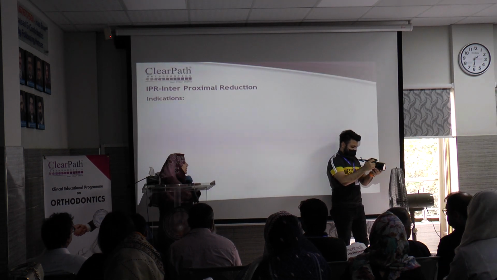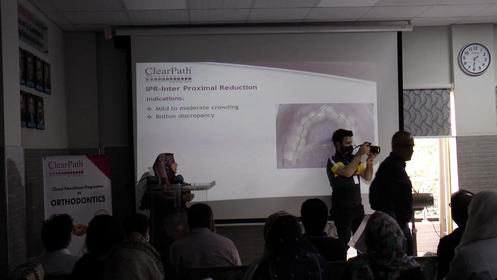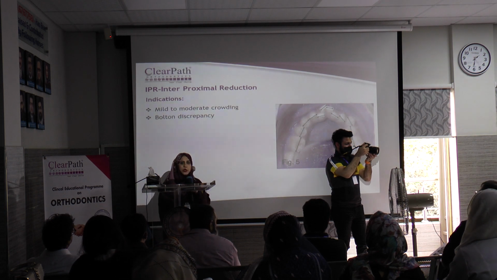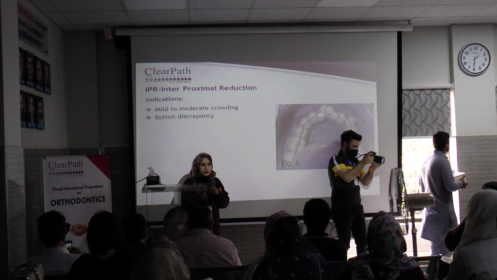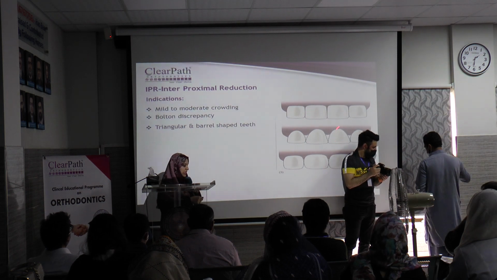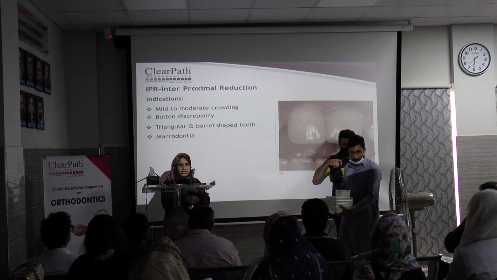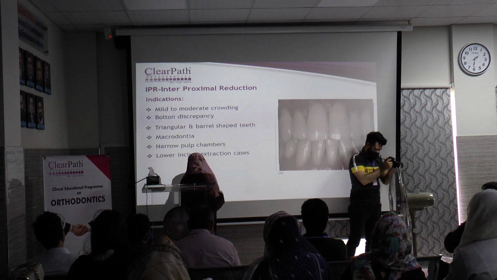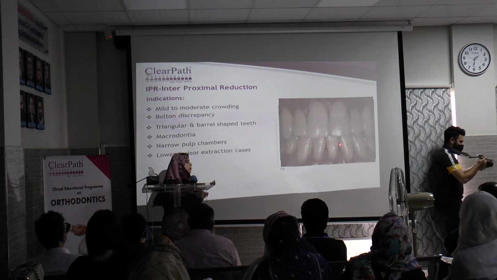Okay. Now, what are the indications of IPR? First of all, mild to moderate crowding. Then, significant Bolton discrepancy. You are aware of the Bolton discrepancy, where you have excessive tooth material. Then, the triangular and barrel-shaped teeth. The teeth which are macrodont, that are enlarged in shape. Then, narrow pulp chambers. Lower incisor extraction cases, you have to give the IPR to correct these black triangles.